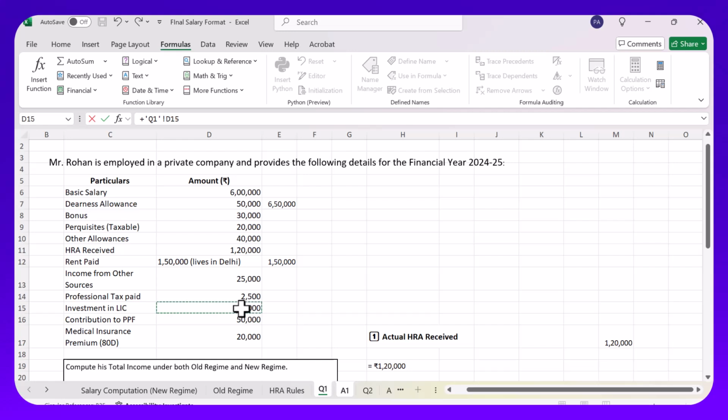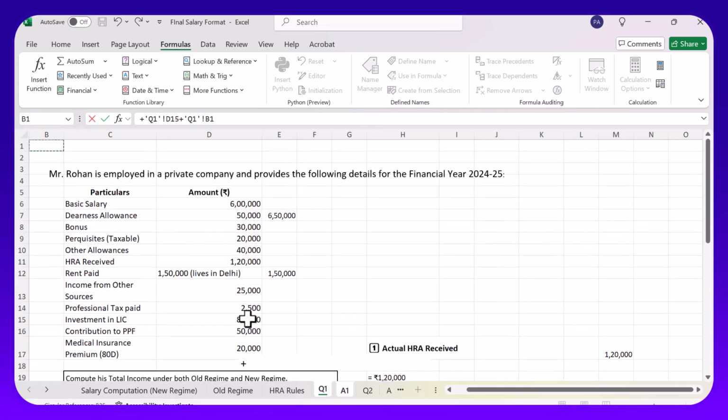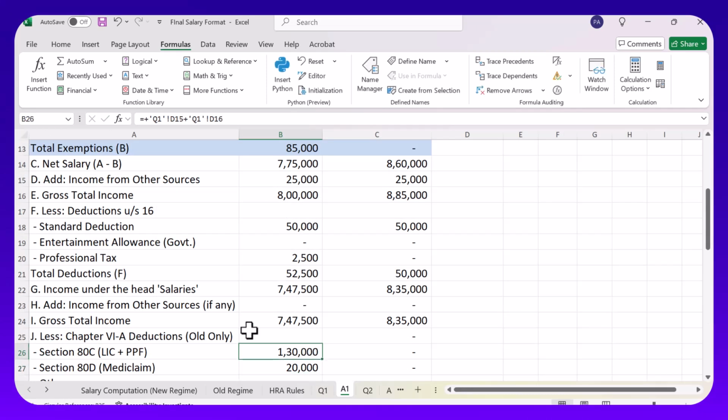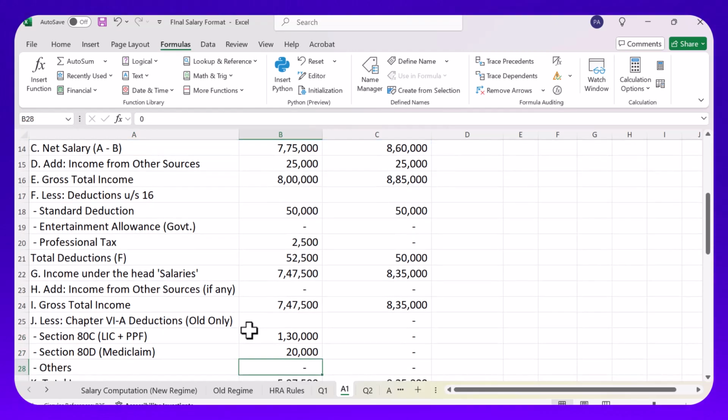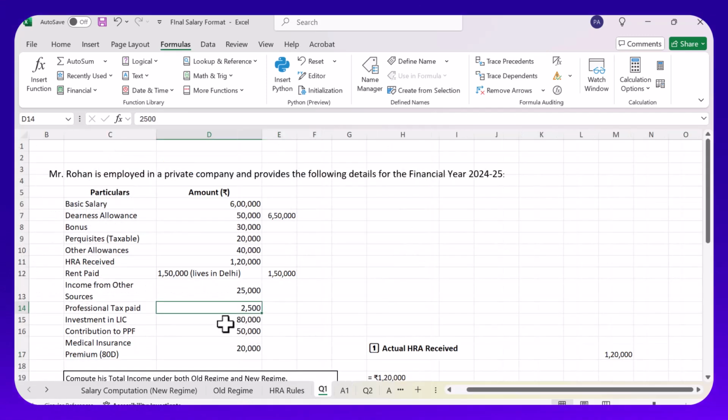LIC. Okay, LIC here, and then add the PPF here. Fine. So and then put the number here. So this number has come from here. This thing, LIC and PPF. Okay, this is where he is investing. Then Mediclaim. How much is the amount? So it is coming from here. Question number 20,000 is the medical insurance. Okay, medical insurance how much?